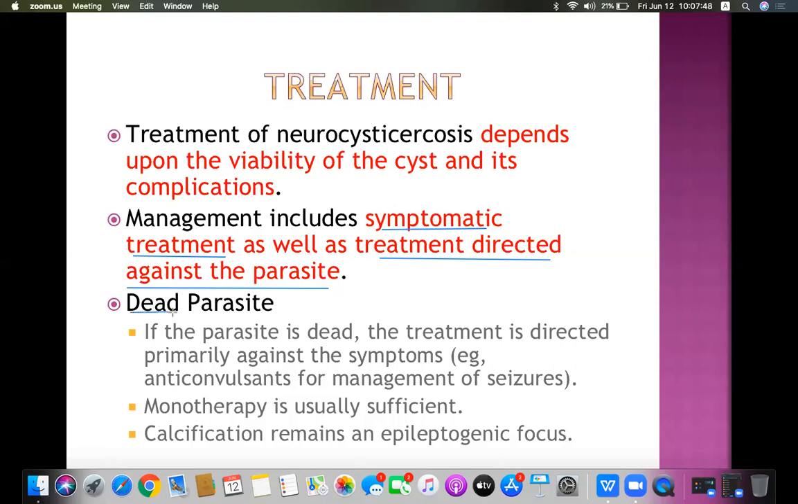Now, if the parasite is dead, what do we do? We mainly focus on symptomatic and supportive treatment, like anticonvulsants given for the management of seizure. These are mainly partial seizures, so carbamazepine or sodium valproate may be a good choice. In the beginning, you choose only one drug, which is called monotherapy, and later on, if it is not helping, then you add a drug. This is the way by which we treat seizure. The calcification, which will remain there for a long time, remains an epileptogenic focus inside the central nervous system, so repeated seizures may come even after the treatment of the condition.